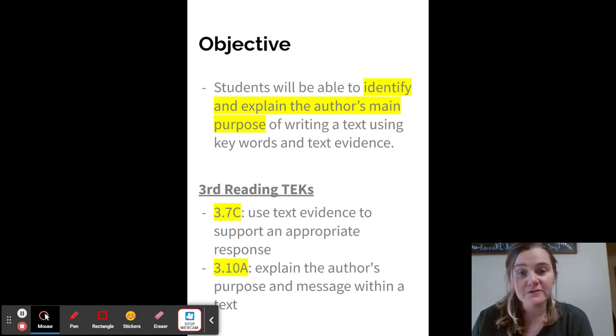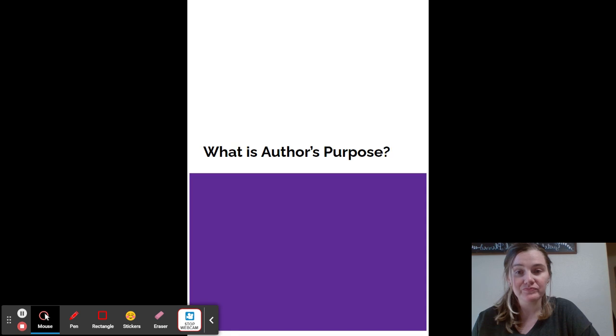The student objective for this lesson is students will be able to identify and explain the author's main purpose of writing a text using keywords and text evidence. The third grade reading text we will be focusing on is 3.7c, use text evidence to support an appropriate response, and 3.10a, explain the author's purpose and message within a text.